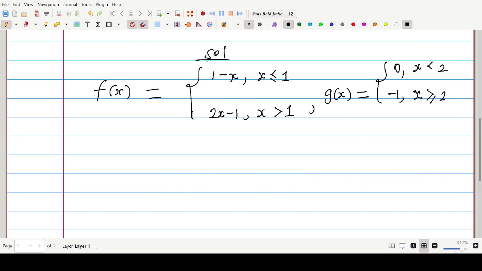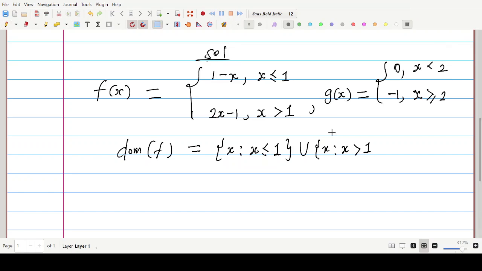Now take note, we can say the domain of the function f is equal to the set of all x such that x is less than or equal to 1, union the set of all x such that x is bigger than 1. Can you see this? Look at this. This forms the first set and this forms the second set. So the union of these two sets, which is this, will be the domain of the function f.